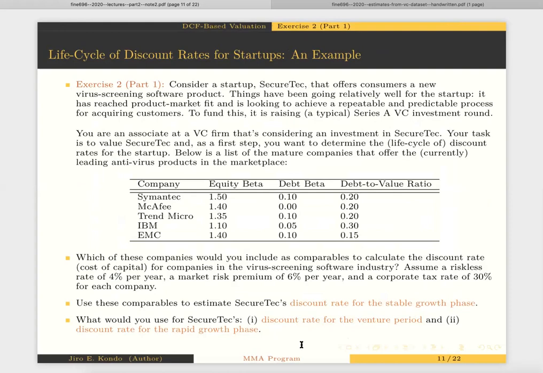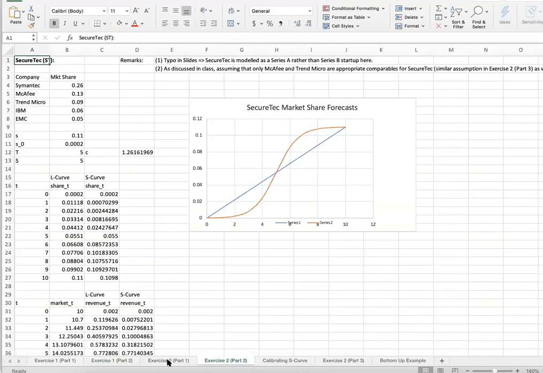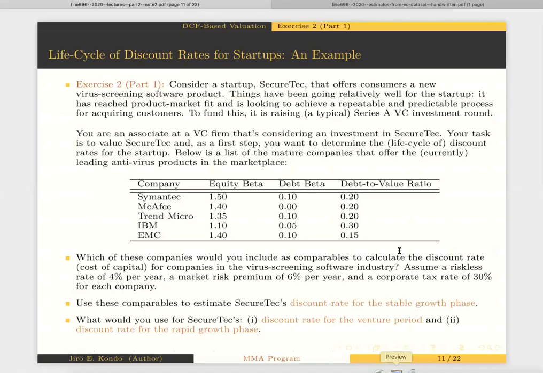Actually, I just want to check one thing. I think I might have actually done my example with a Series B. So I might have a typo here. Oh no, actually it is a Series A. So things will be okay here. I just couldn't remember whether this was a Series A or a Series B company. So it is indeed a Series A.